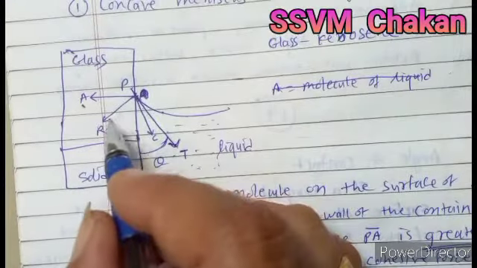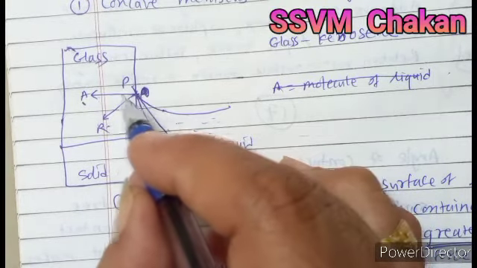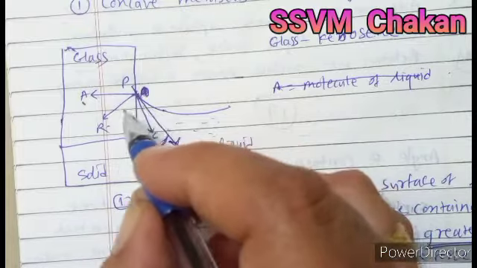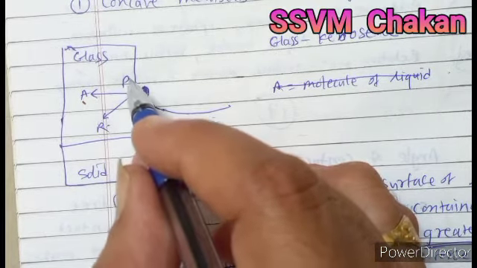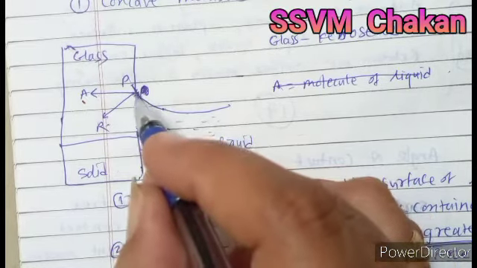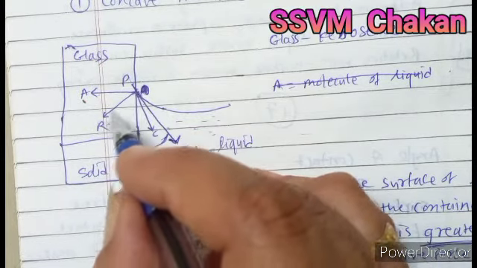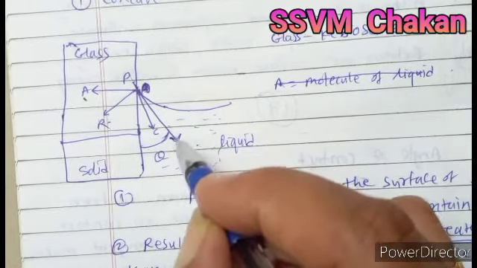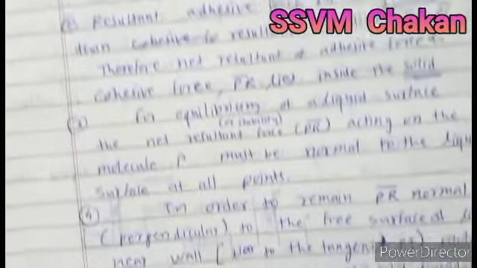This PR bar must remain normal to the tangent at the point of contact between kerosene and glass. This surface, or this molecule P, moves in the upward direction, and this tangent PT is now perpendicular to PR bar. So in order to keep PR bar perpendicular to this tangent PT, this molecule P rises to some height.